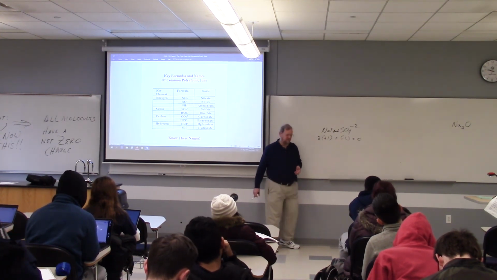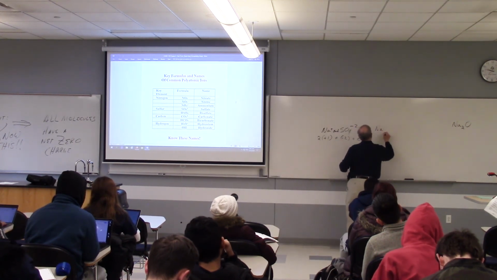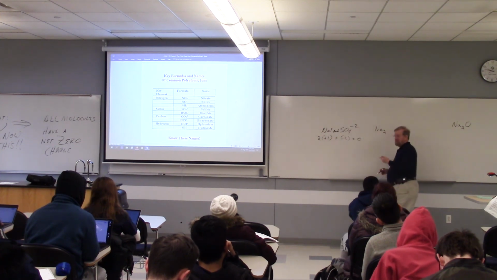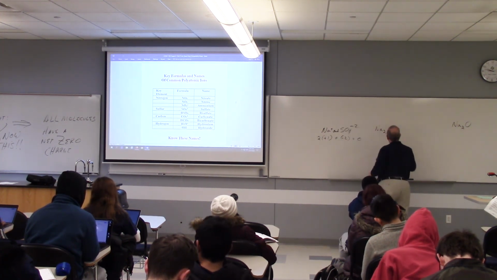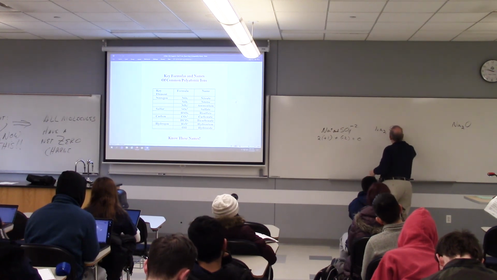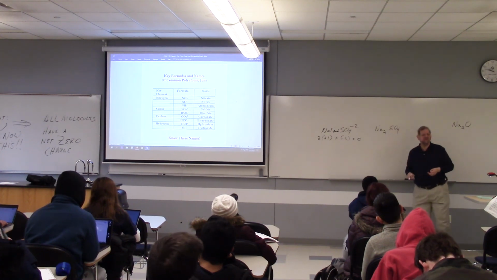How do I write this? Well, this tells me I have 2 sodium. How do I write 2 sodium? Like that. It has 1 polyatomic ion. When there's 1, you don't need brackets, and I'm done. This is called sodium sulfate.